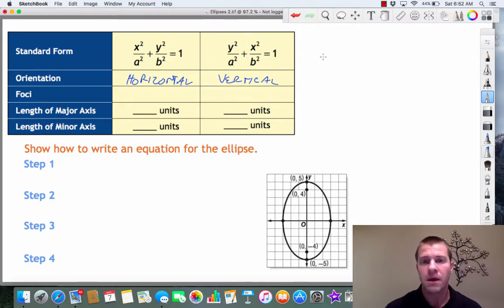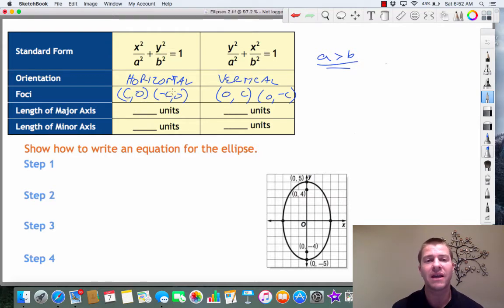Well, basically, the a is larger than the b. So you got to know that. And so if the x squared has a larger denominator, then it's going to be horizontal and stretched out this way, whereas if the larger denominator is under the y, it's going to be vertical and it's going to be stretched out this way. And so your foci are going to be (c, 0) or (negative c, 0) for horizontal, and for vertical they're going to be (0, c) or (0, negative c). And the c comes from c squared is equal to a squared minus b squared.